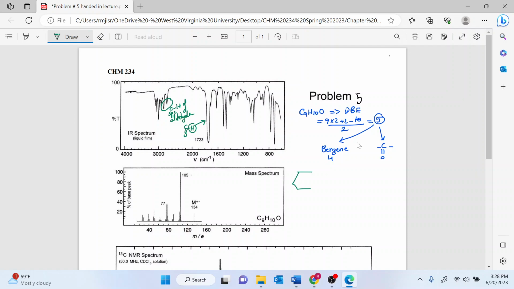Now, my structure is my benzene, my CH, and my carbonyl. And that's not a carbonyl, actually. It's a CH3.